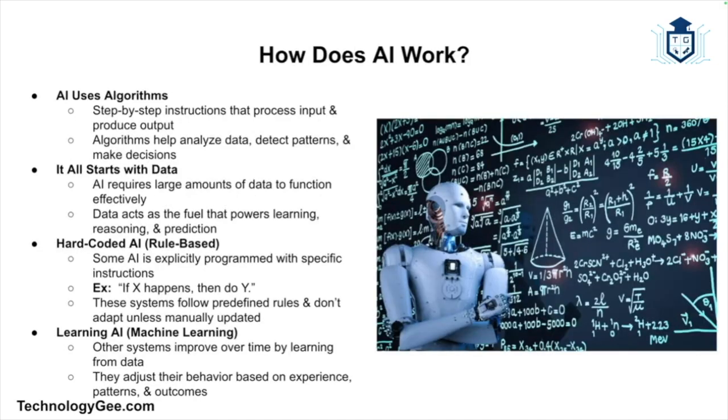Exactly how does AI work? Well, at its core, AI works by using algorithms, and these are basically step-by-step instructions to process data, find patterns, and make decisions. And these systems need data, rules, and sometimes feedback to improve. Some AI systems are hard-coded. That means programmers give them clear rules like, if this happens, then do this. Others learn over time by adjusting their behavior based on data, and that's where machine learning enters the scene.